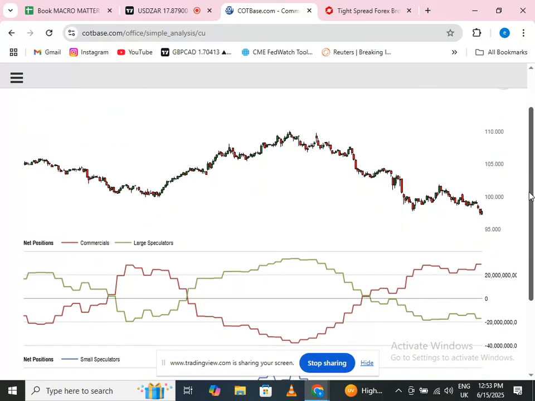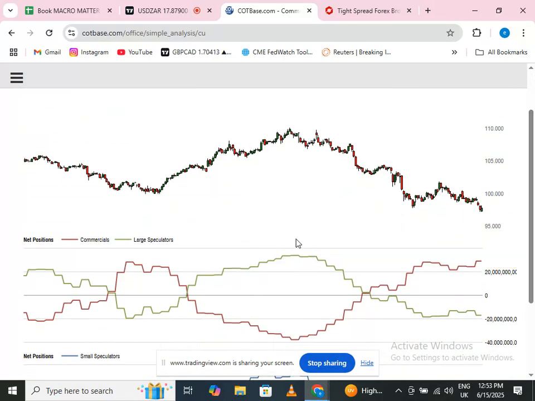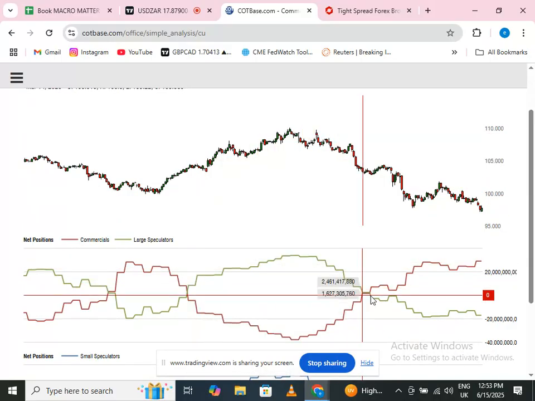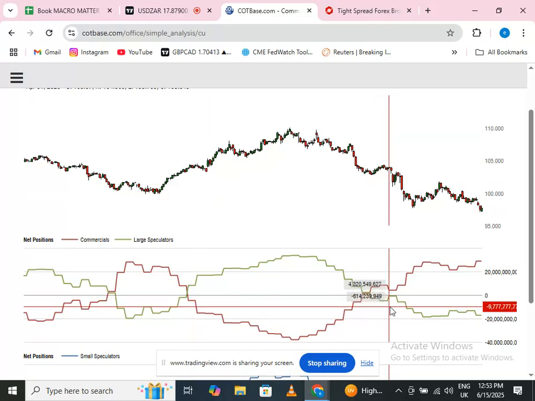These are large speculators, big banks, hedge funds, the green line. You see, they were long. When they were long, the USD was also strong, but now they are short. It means that, as I said, a lot of capital will be taken out of the US and placed in other countries. As you see, they are selling the dollar.